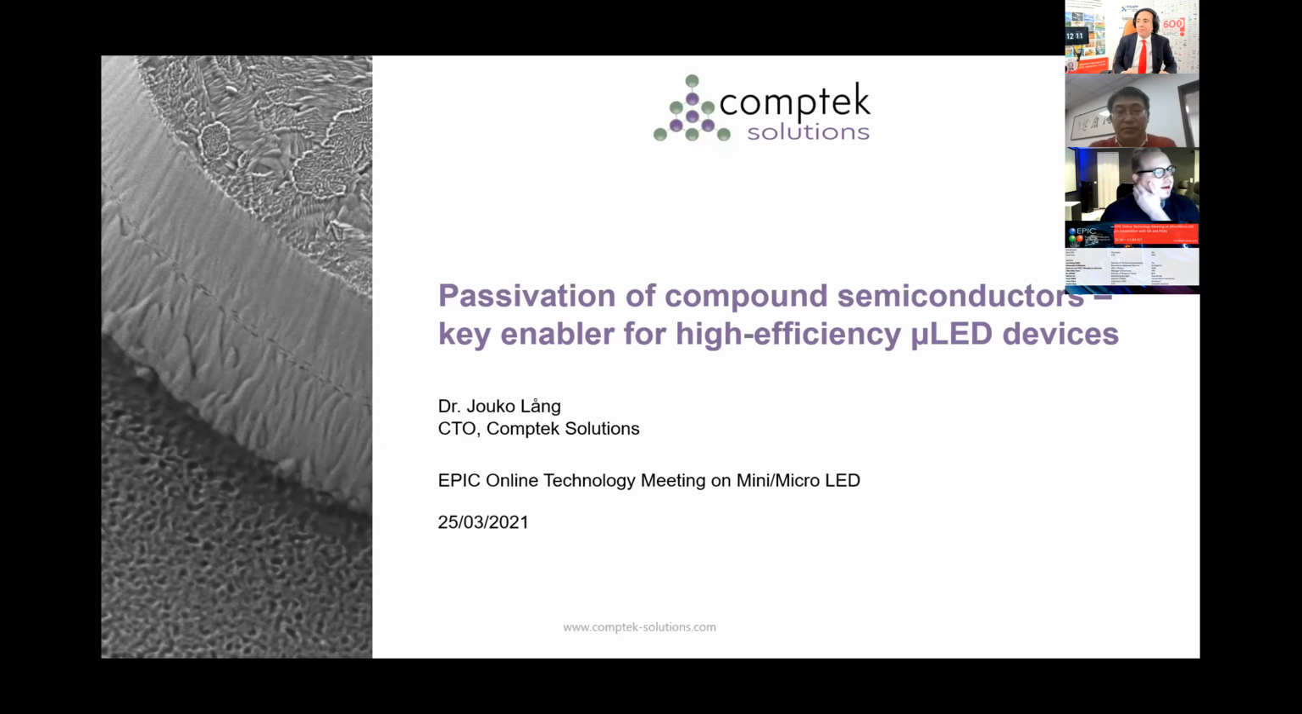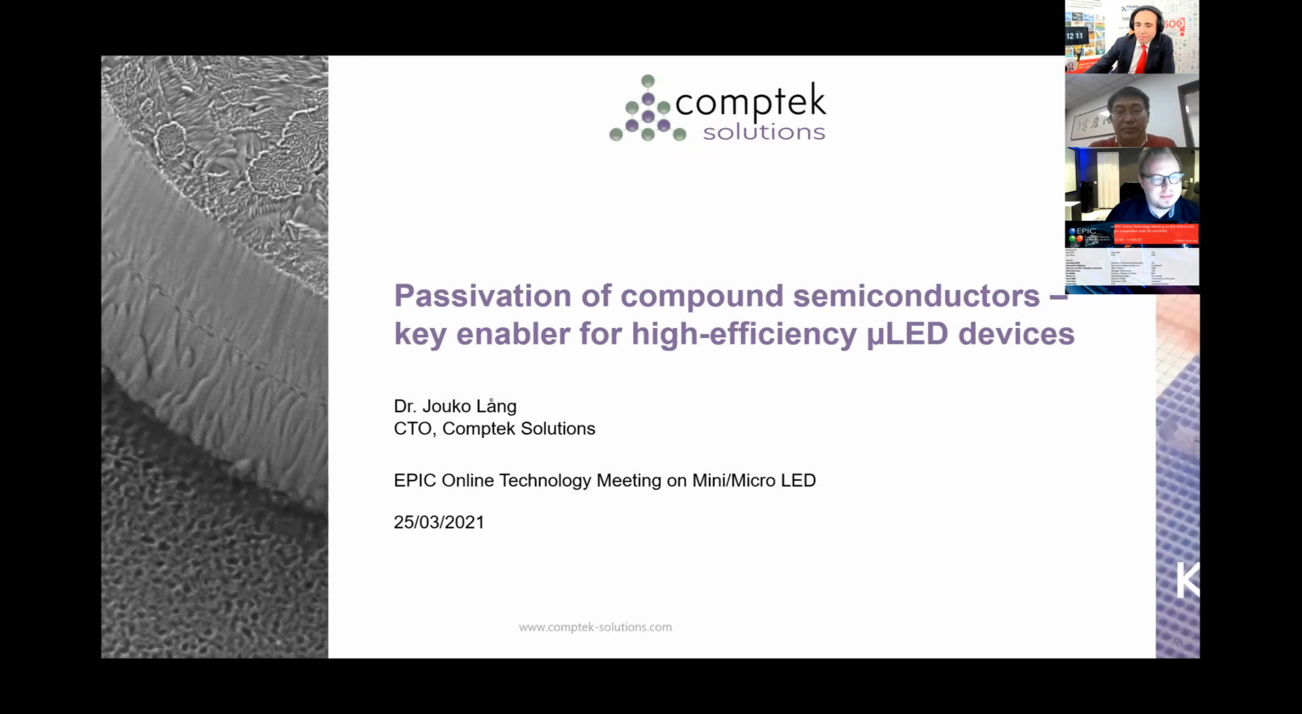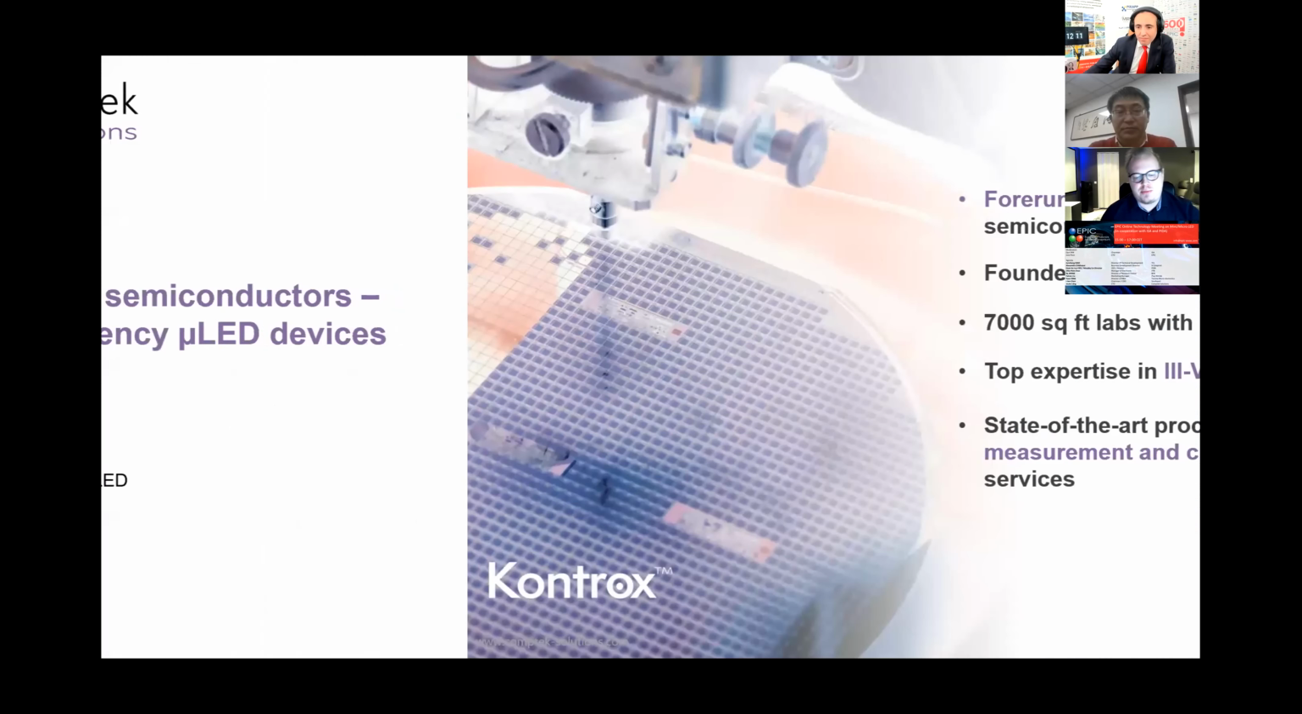Here's, by the way, a nice picture of a micro LED sidewall. If you haven't seen it, it's a high resolution electron microscope picture. This is how the micro LED looks when you look very closely.